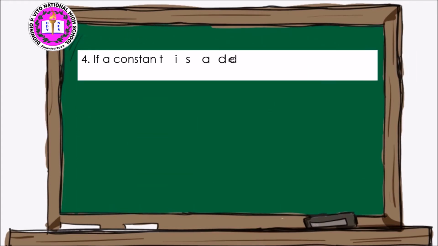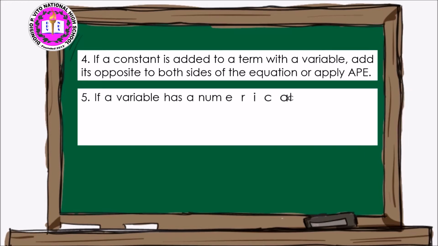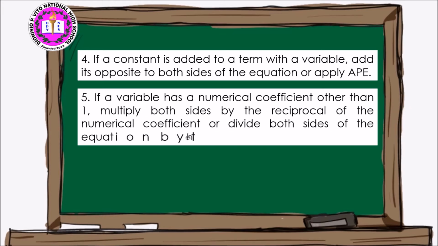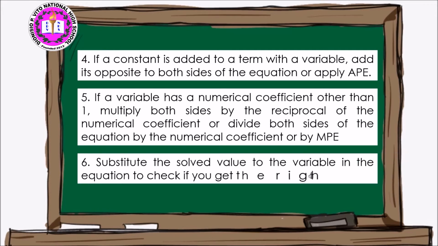The fourth step, if a constant is added to a term with a variable, add its opposite to both sides of the equation, or apply APE. The fifth one, if a variable has a numerical coefficient other than 1, multiply both sides by the reciprocal of the numerical coefficient or divide both sides of the equation by the numerical coefficient, or by MPE. And last but not the least, substitute the solved value to the variable in the equation to check if you get the right answer.